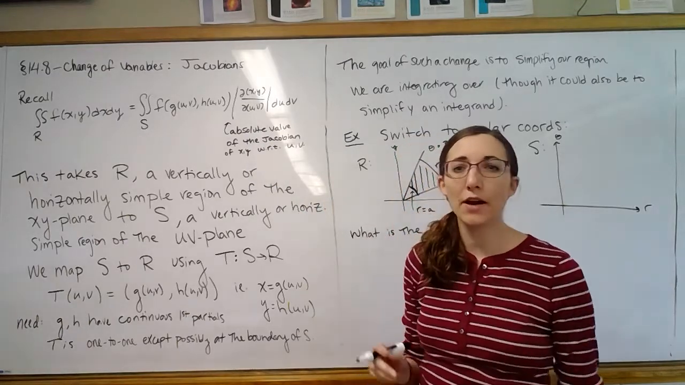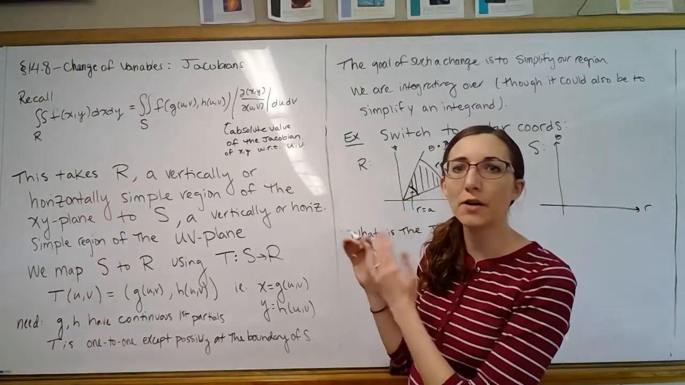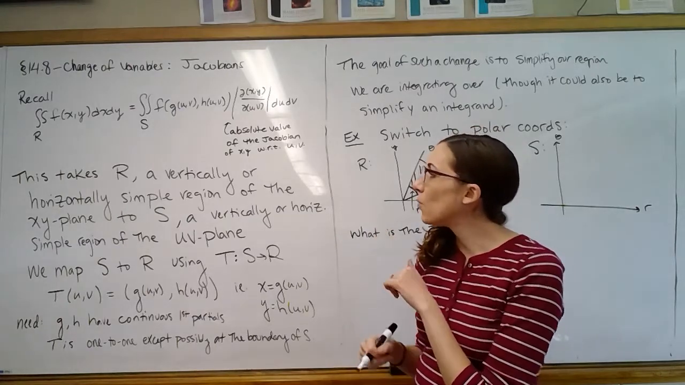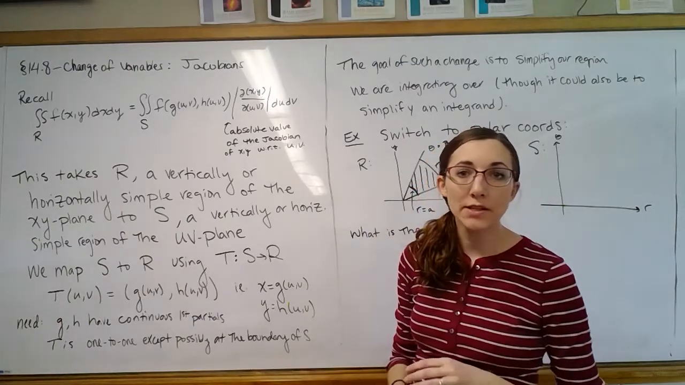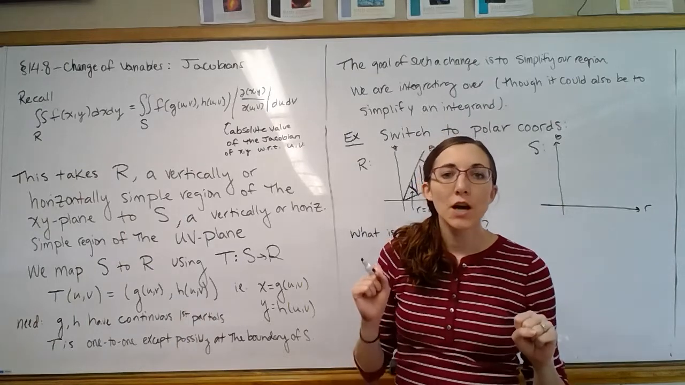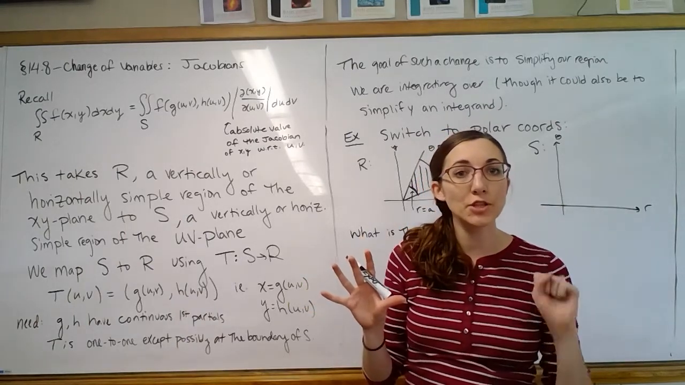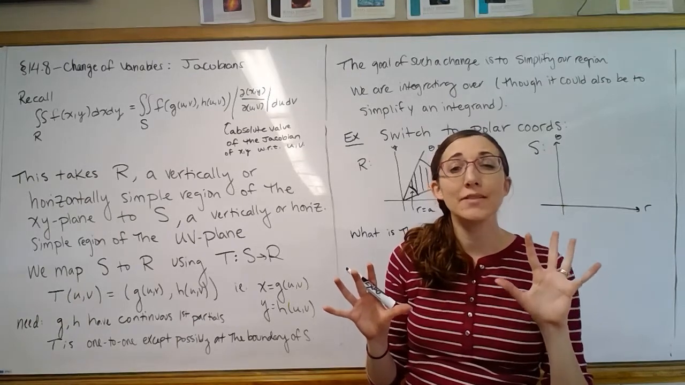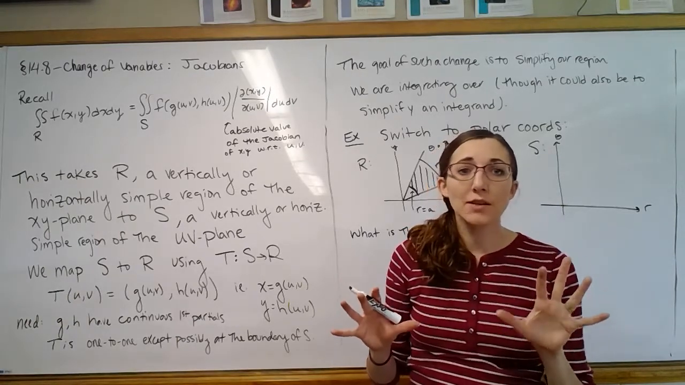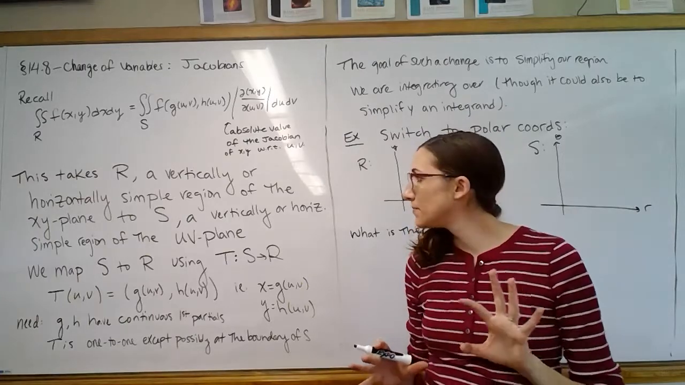So we're kind of keeping track of it. Was a dx dy integral, now it's a du dv integral. What's really happening geometrically is this is going back and forth between a region R, where R is in the xy plane, to a region S, where S is in the uv plane, because we are switching to new coordinates.